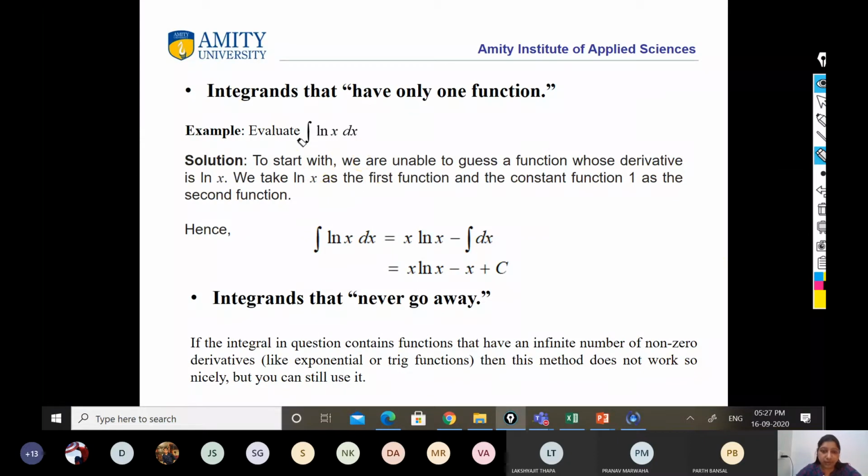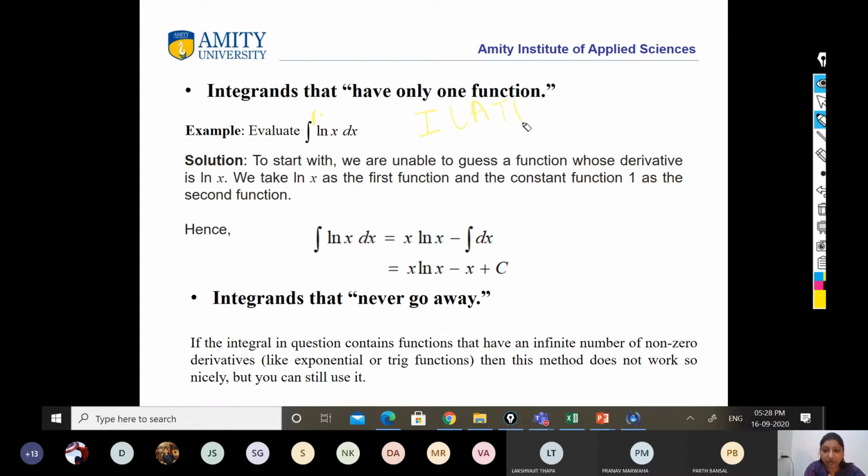Okay, now we are evaluating the integral of log x. We don't know which function has log x as its derivative. So simply we will take it as 1 into log x. We take the other function as 1. And we take log x as the first or second function; we will follow the ILATE rule.